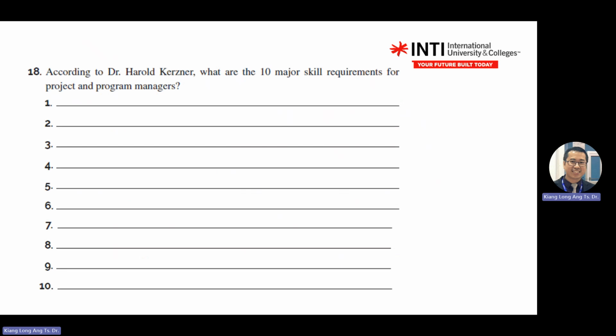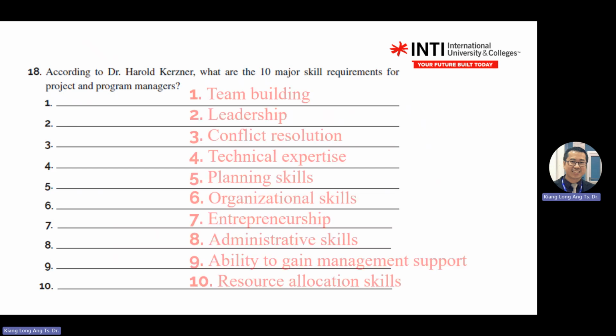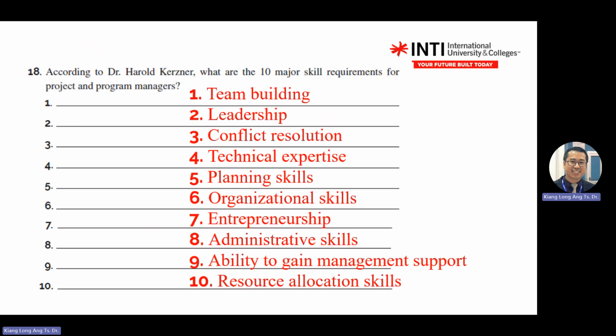So this one is important, especially this Dr. Harrod, 10 major skill requirements for PM, for project manager. It's important. This one, go and read in the PM book. There is a list of criteria by Dr. Harrod. There are 10. Go and read. Elaborate. This one, elaboration is available in the PM book.